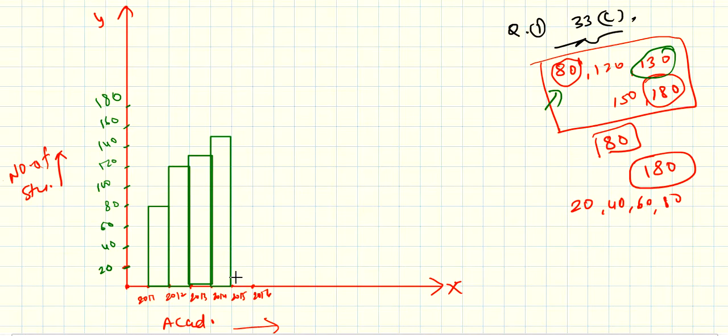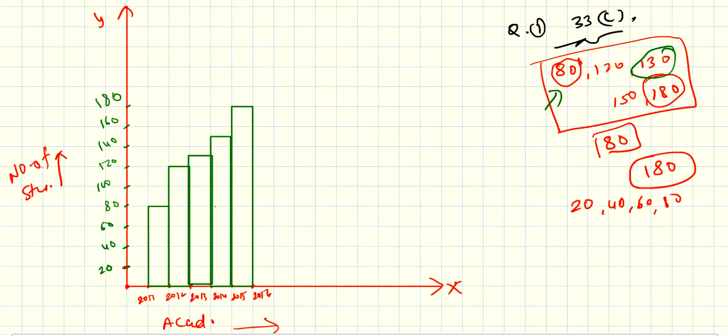Then next is 2015 to 16, 180. Where is 180? This one is 180. So this one. So this is your required bar graph for question number 1. Okay. Then question number 2, same.